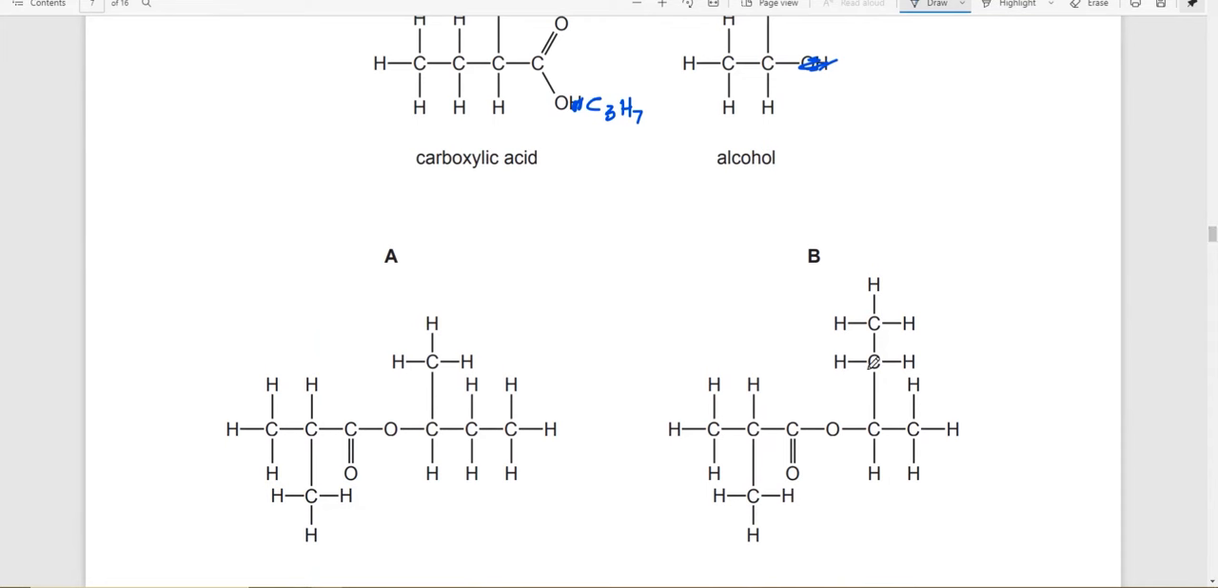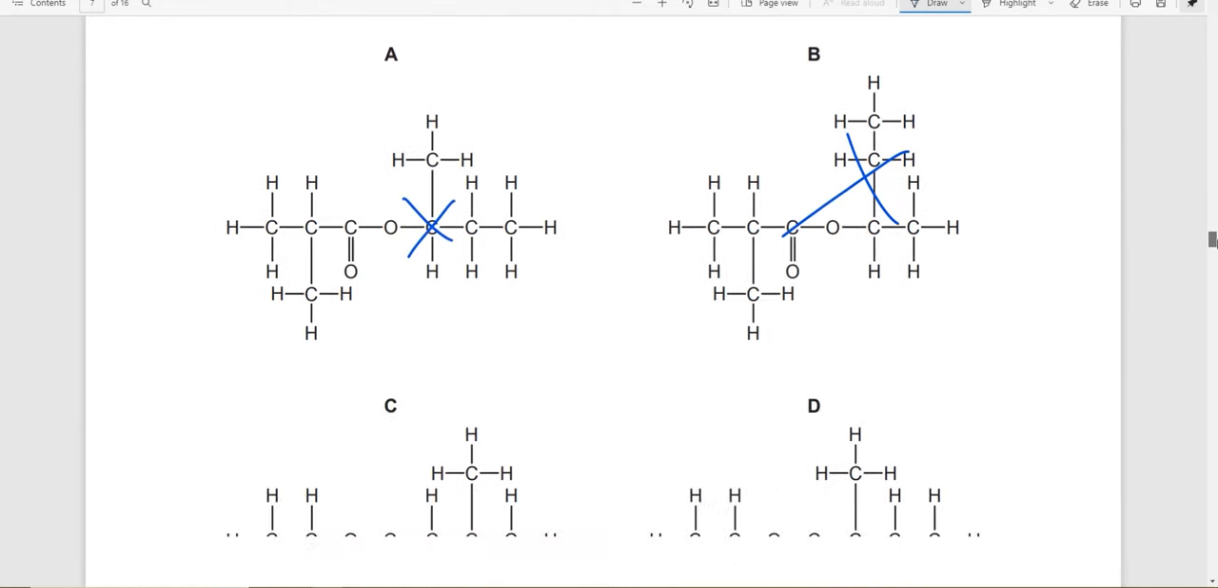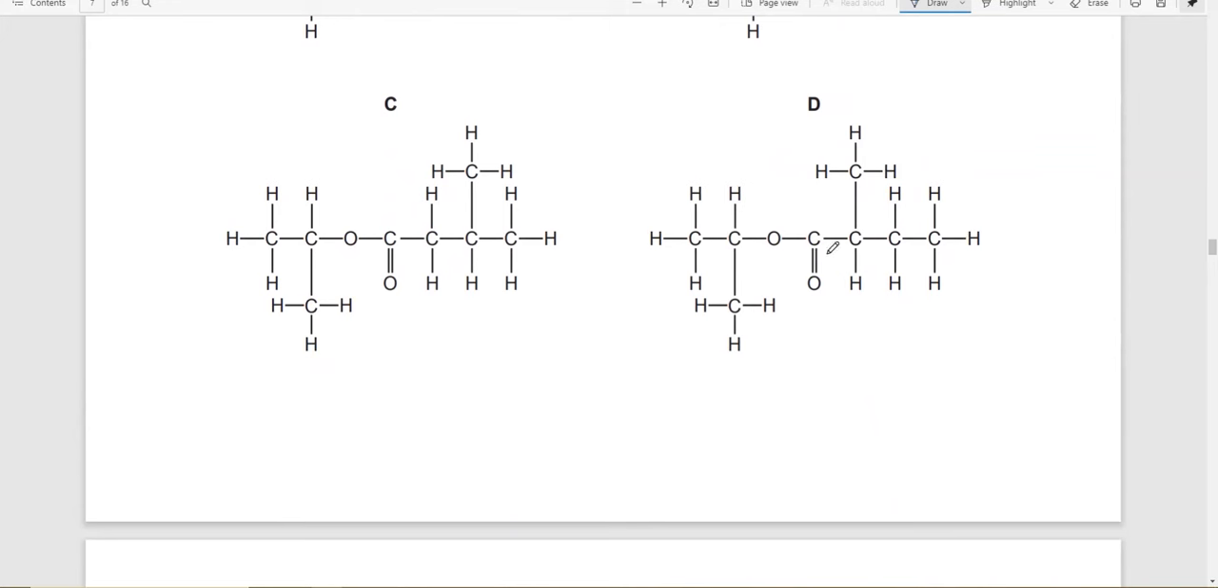This is C4, so this cannot be the answer. After the carboxylic acid, this is again C4. This cannot be the answer. There should be 3 carbon atoms attached after the carboxylic acid. If you see after this COO, it is inverted, so don't get confused. After COO, there are 3 carbon atoms attached here. It can be the answer. And if you check this, after the carboxylic acid, 3 carbon atoms are attached here.